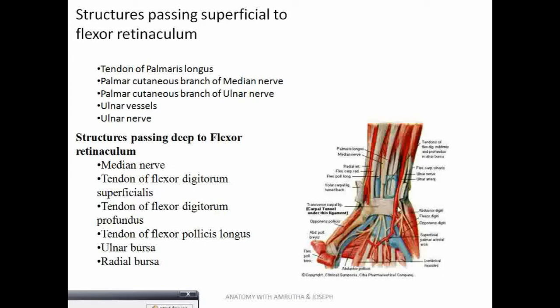Flexor retinaculum. Now structures passing deep to it are the median nerve, tendon of flexor digitorum superficialis, tendon of flexor digitorum profundus, tendon of flexor pollicis longus, the ulnar bursa, which is encircling the flexor digitorum superficialis and profundus, and a radial bursa, which is a synovial membrane sheath covering flexor pollicis longus.